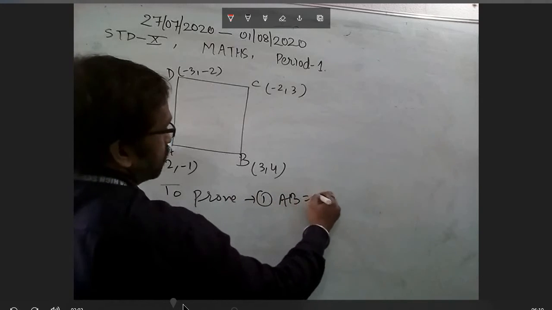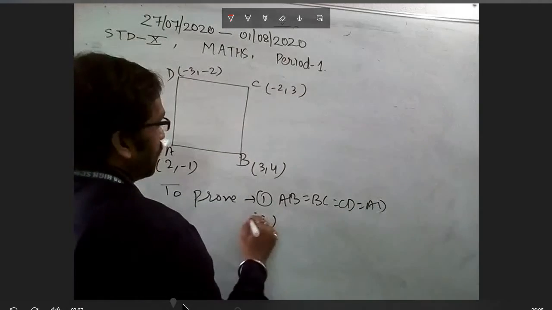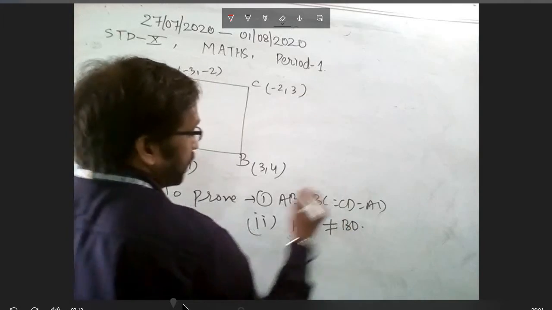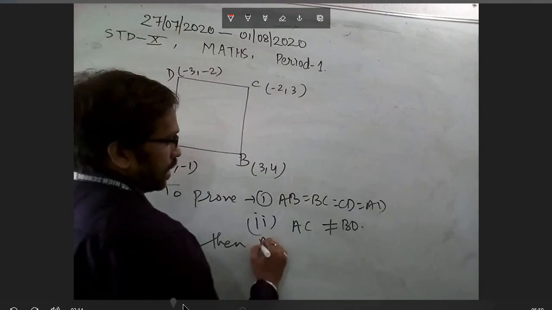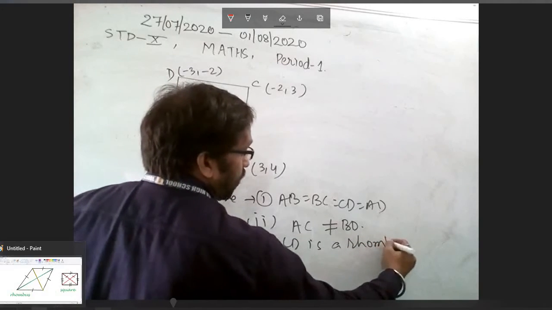Number one, that all four sides are equal. We prove that all four sides are equal. Then the second one, we prove that diagonals are not equal. If it is a rhombus, then the diagonals are not equal. I have explained that also through that here, through that I have explained it to you also.